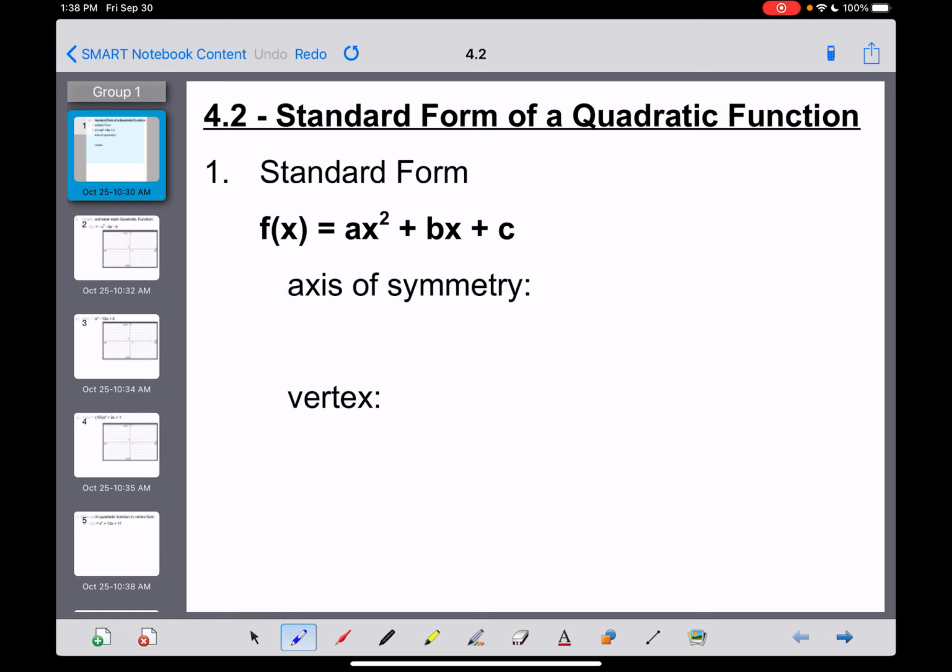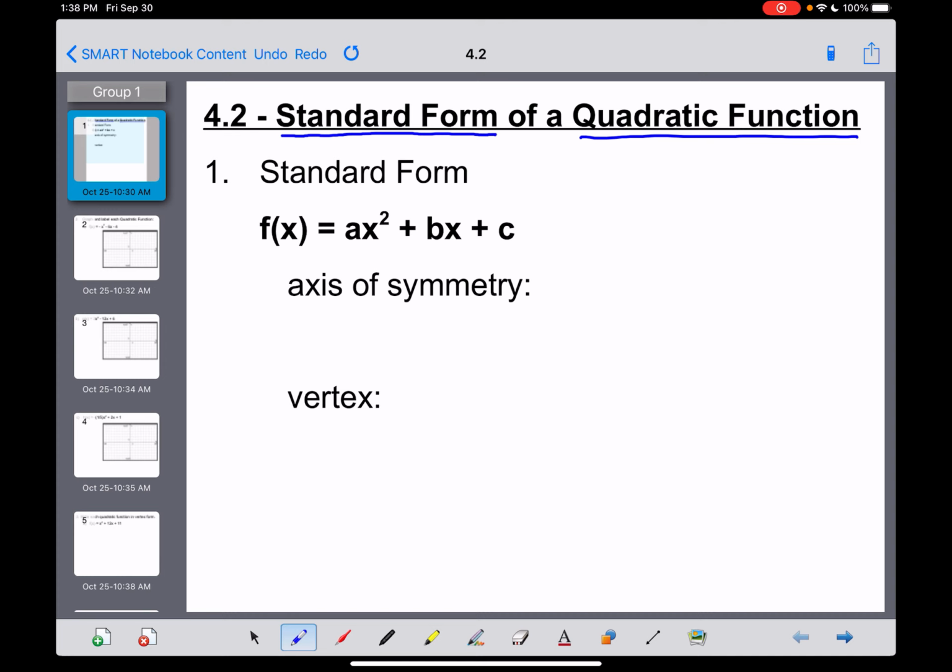Okay, Algebra 2, let's jump into section 4.2. And we're still doing the same thing in 4.2 that we were doing in 4.1. We're going to be graphing quadratic functions, which are parabolas. The only difference here is that we're going to be graphing them out of standard form, whereas in section 4.1, we were graphing them out of vertex form. So it's really the same process, but with one little extra step that we have to do.